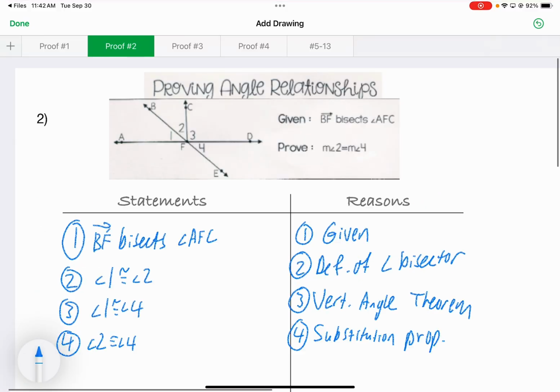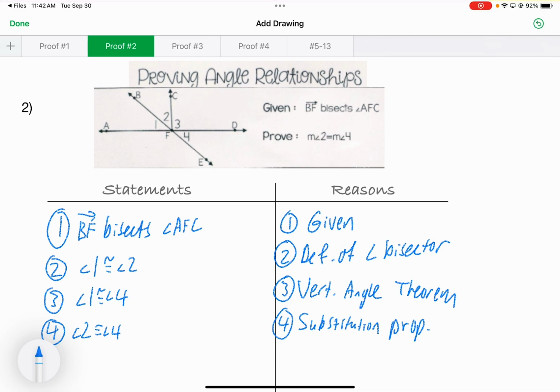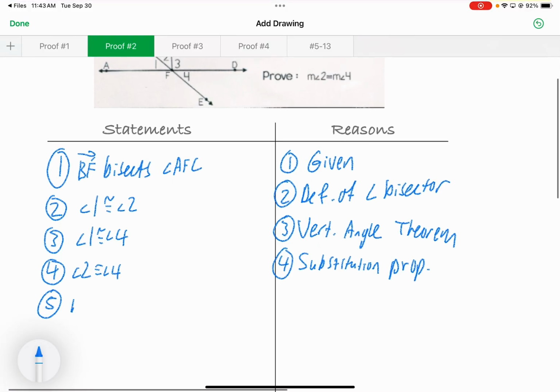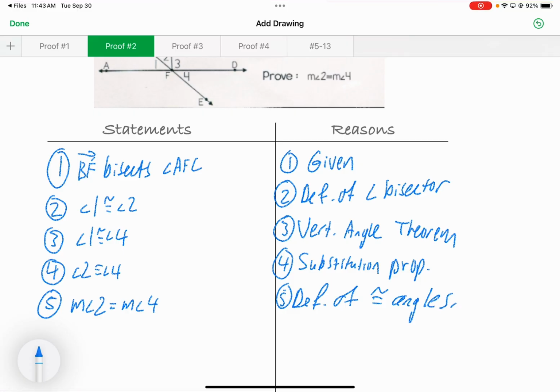Hey, we're almost there. Look back at my proof statement. I need to show that the measure of angle 2 equals the measure of angle 4. What's my last step? Did we not just do that? No, unfortunately not. You have to make them uncongruent. I know what you mean by that. We have to change the notation, right? Definition of congruent angles. So the measure of angle 2 equals the measure of angle 4, and the reason for that is definition of congruent angles. I've been lenient on that in the past, but I am going to make you guys use that proper notation.